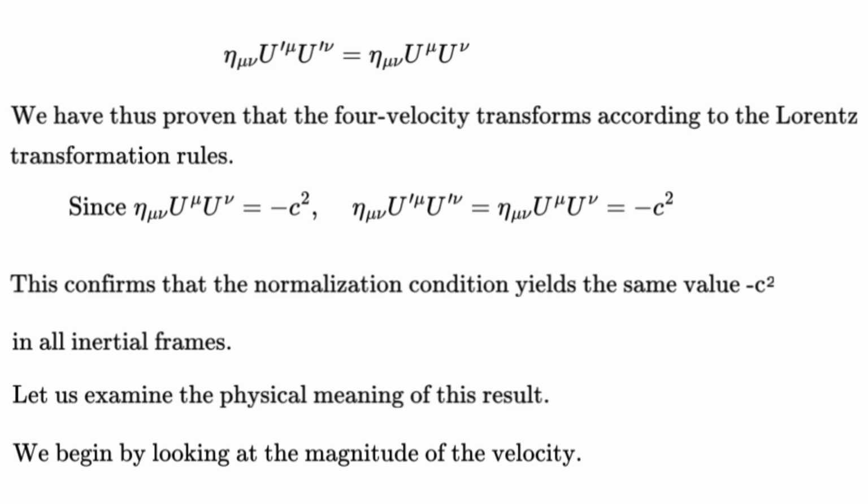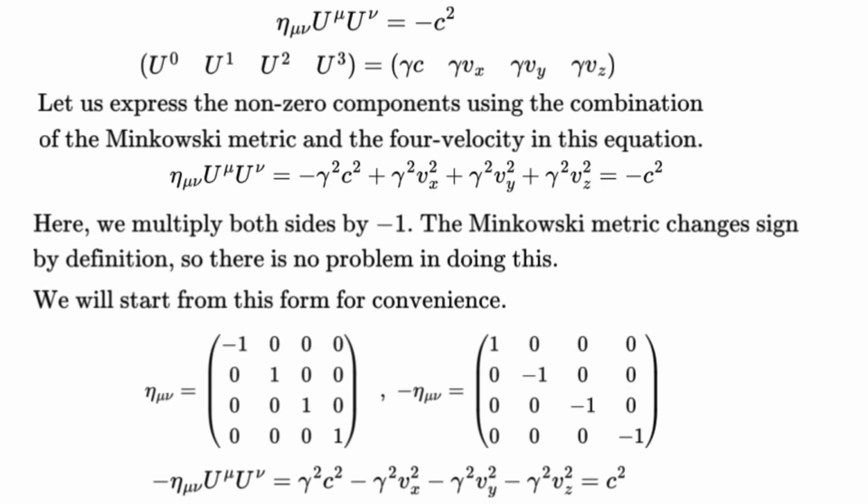Let us examine the physical meaning of this result. We begin by looking at the magnitude of the velocity. Let us express the non-zero components using the combination of the Minkowski metric and the four-velocity in this equation. Here, we multiply both sides by -1. The Minkowski metric changes sign by definition, so there is no problem in doing this. We will start from this form for convenience.